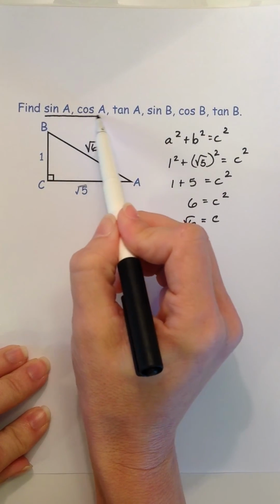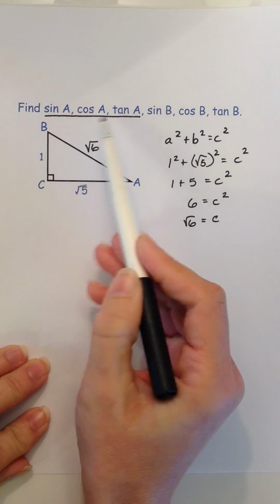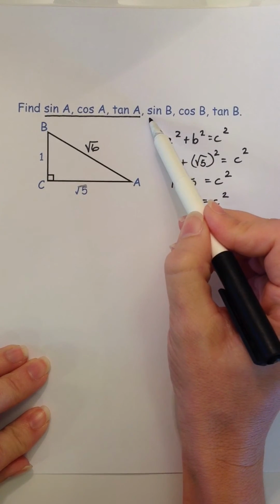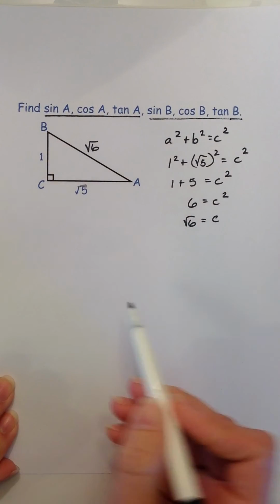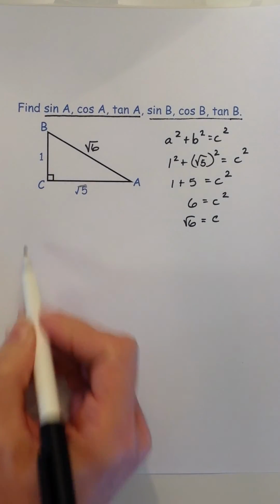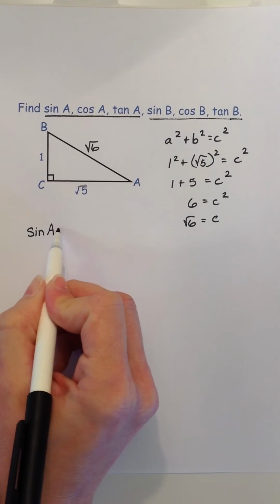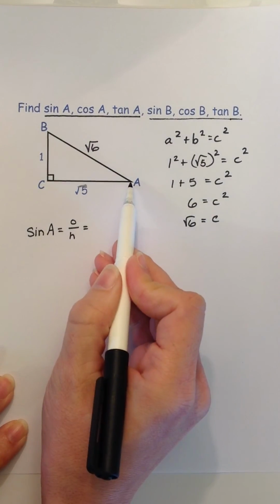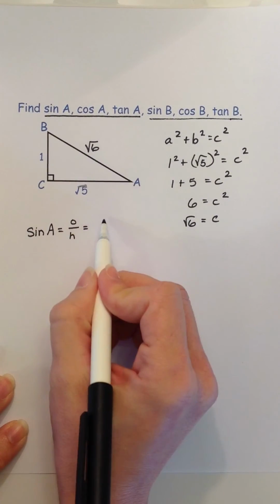Okay, back to your instructions. If you'll notice, these three are in reference to angle A. So sine, cosine, tangent of angle A, and then go back and do sine, cosine, tangent of angle B. All right, so we'll start out with angle A. So sine of angle A, again, that's opposite over hypotenuse. From angle A, opposite would be 1. Hypotenuse is square root 6.